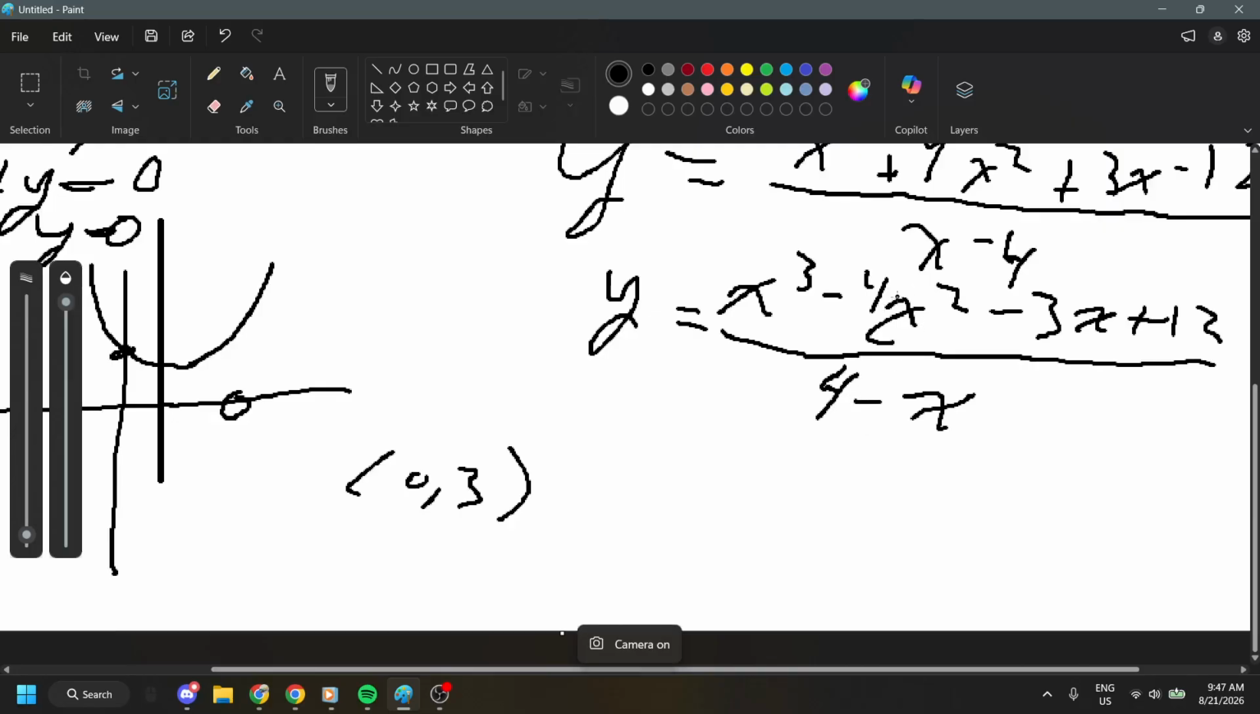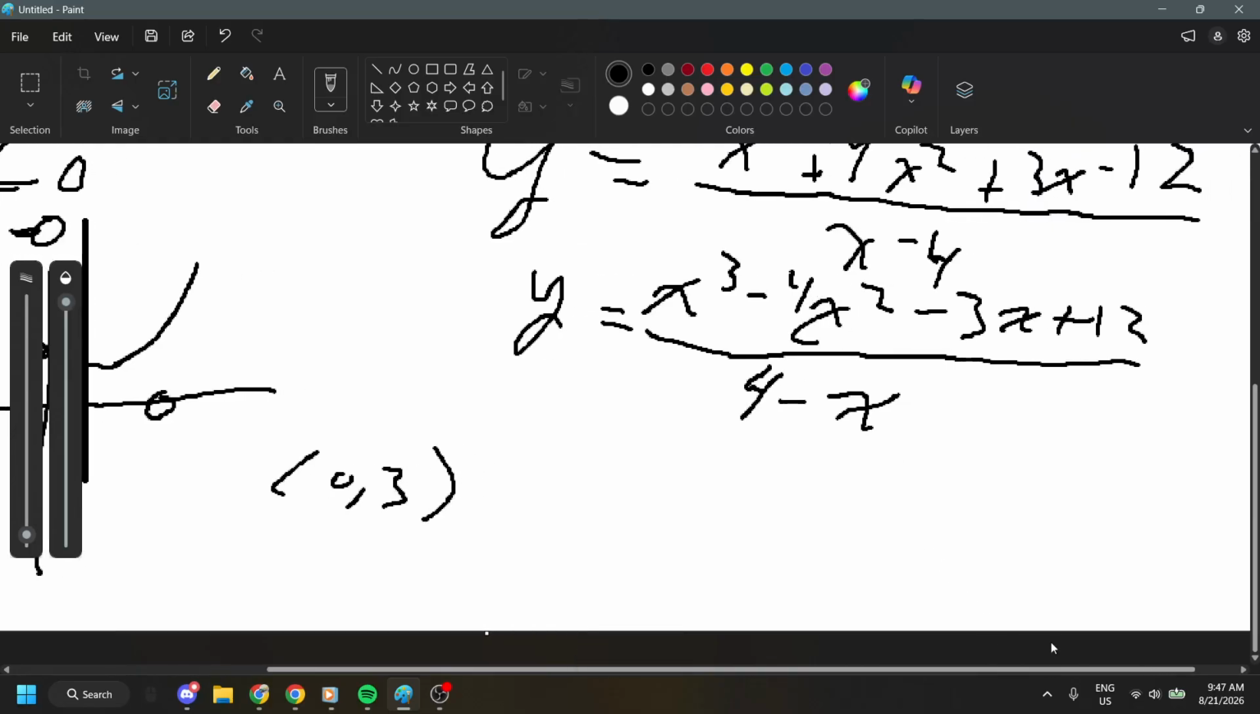So if I put 1 in here, I get 1 minus 4 minus 3 plus 12. So it's 13 minus 7 is 5. 5 over 3. So we have 1 and 5 over 3, so it's getting smaller. 2, we get 8 minus 16 minus 6 plus 12. 8 minus 16 is negative 8. Minus 6 is negative 14. Plus 12 is negative 2. So we have negative 2.